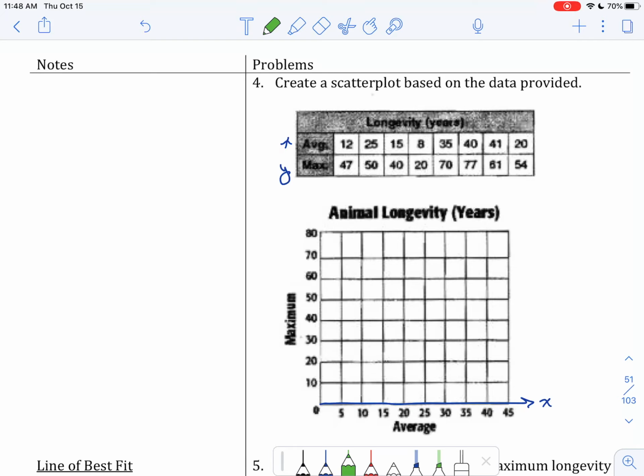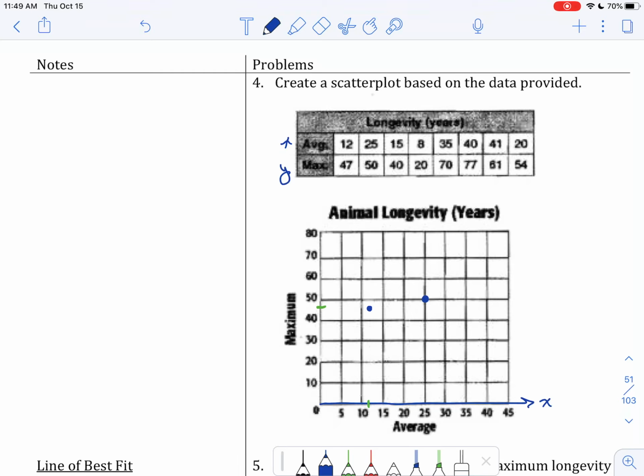So this first point that I'm going to graph is 12, 47. So that means that on our x-axis, we're going to go to 12, which would be approximately here. And then we will go up to 47, which would be right here. And the place where those intersect is our first data point. Next, we've got 25 and 50, which will be right here. If you want to pause the video now and fill it in on your own, or fast forward ahead to see it completed, you can.